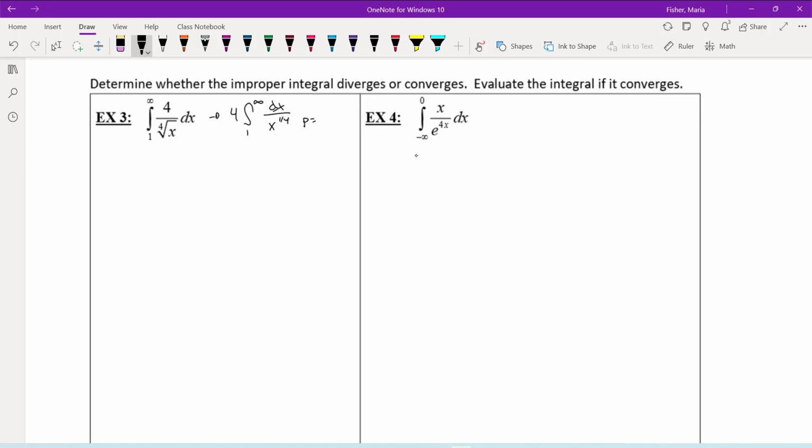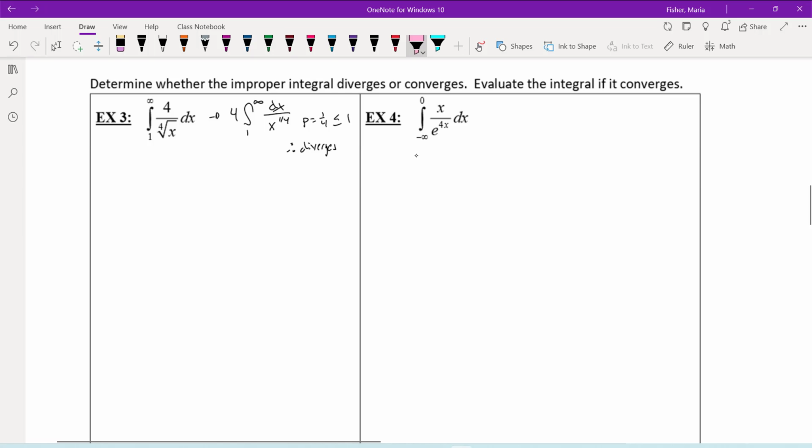That means my p is equal to 1/4. That is a number that is less than or equal to 1, so I know that I'm going to diverge. But if we didn't realize we could use a theorem, we'd have to evaluate it just like we did in examples 1 and 2. So let's go ahead and do that for practice.